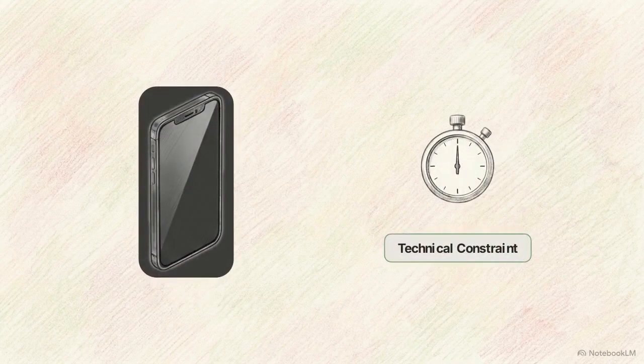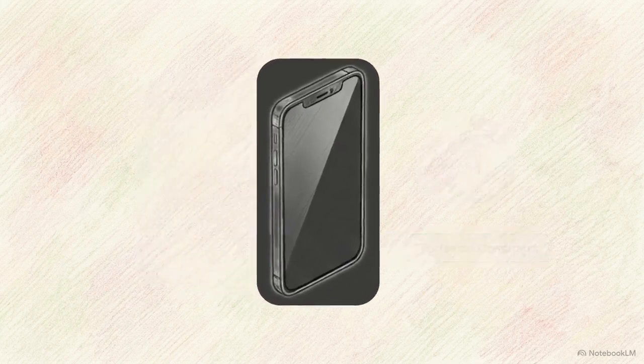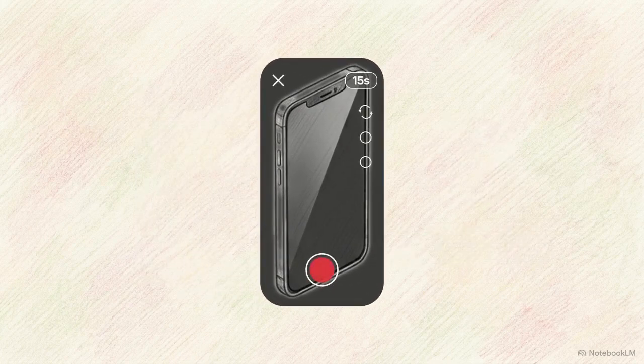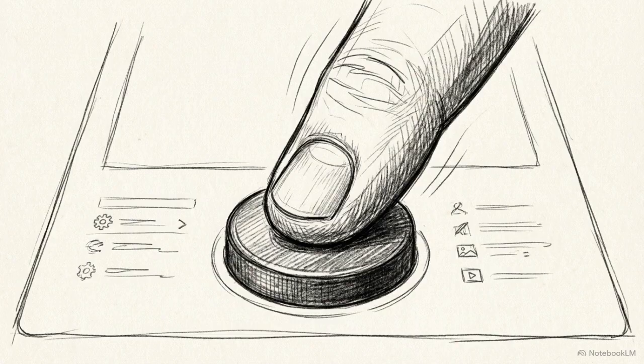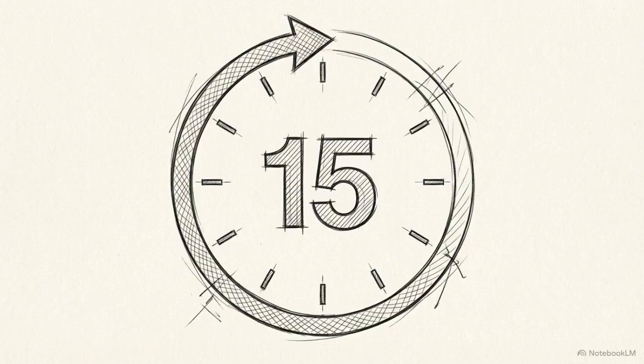Next, we map the effect to the platform's technical constraints. When creators launch the Shorts camera, they are defaulted to a 15-second recording limit. Most creators never adjust that default setting. Therefore, any visual transformation you build must be completely finished within that 15-second loop.